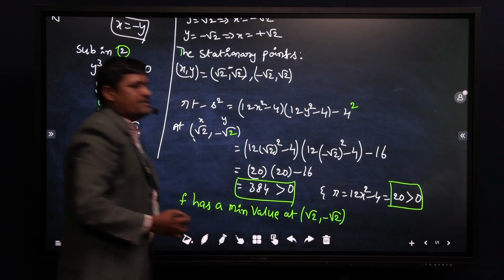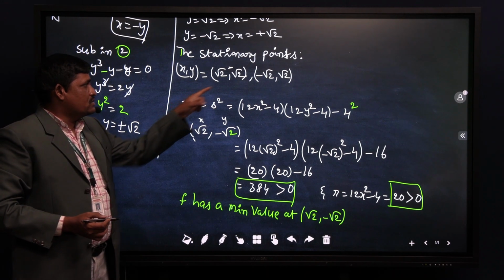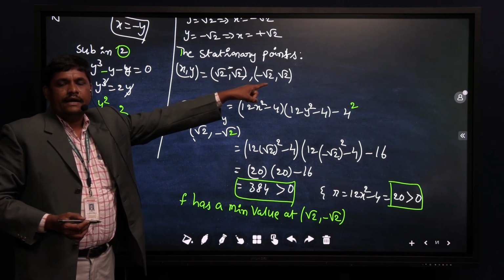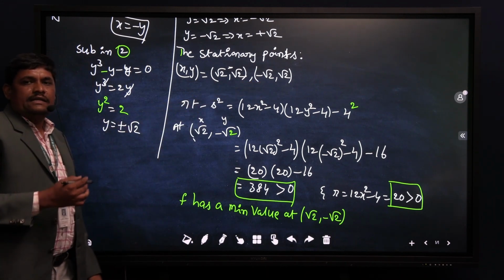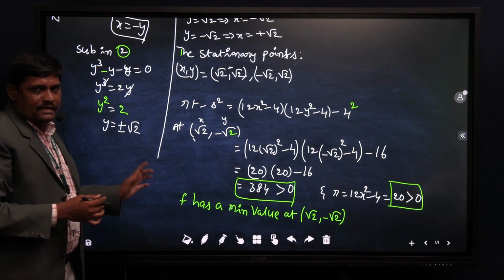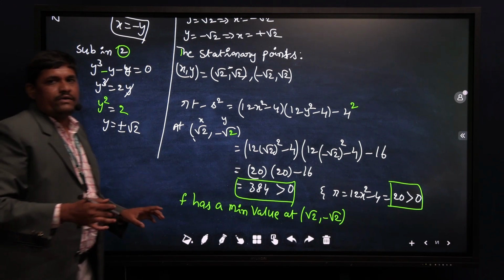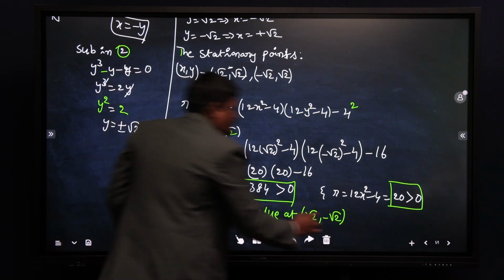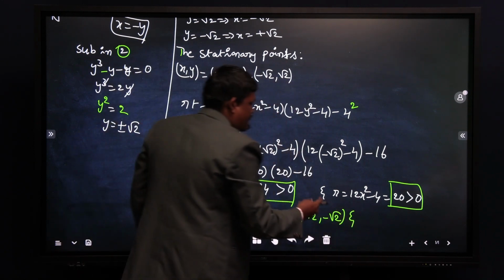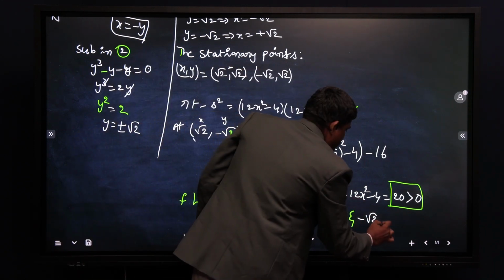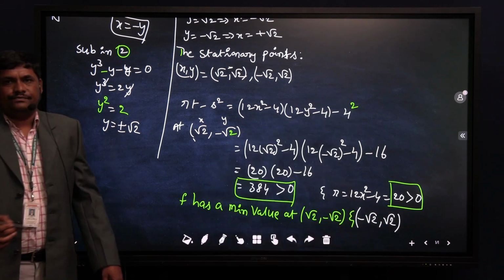Similarly, if you substitute minus square root 2 and plus square root 2, you will get the same result. Why? Because only x square and y square are there, so the square will come the same, and you can write it like minus square root 2 comma square root 2.